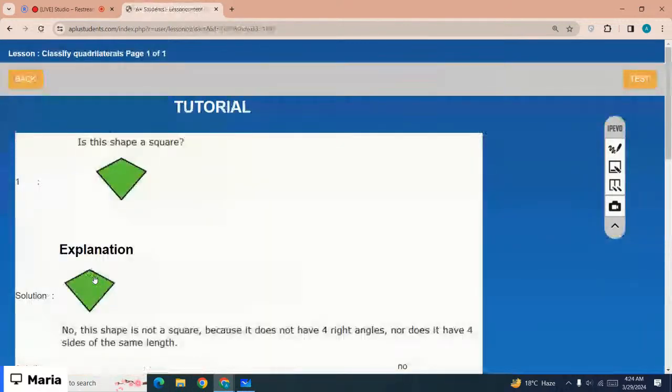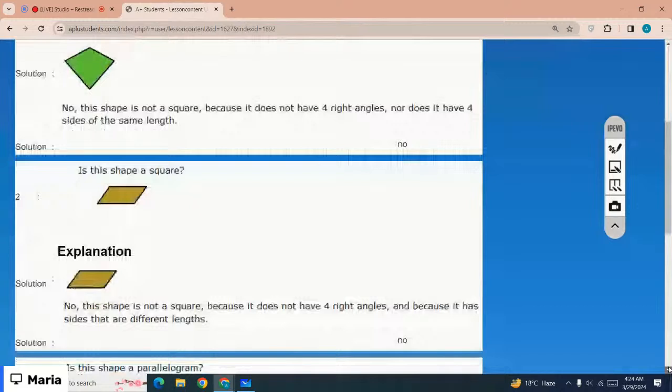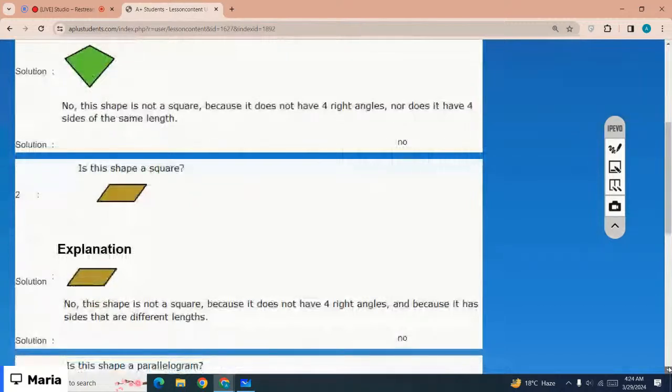Is this shape a square? No, this isn't a square because a square has all four sides equal in length and also all four angles, right? But for this one, you can see the side lengths are not equal. Is this shape a square? No, this isn't a square. Got it? Because a square has all four sides equal in length and all the angles are equal in measurement, right? But for this one, no.